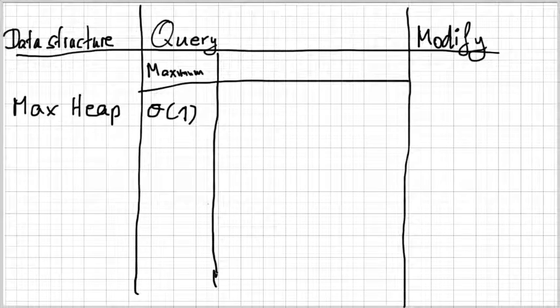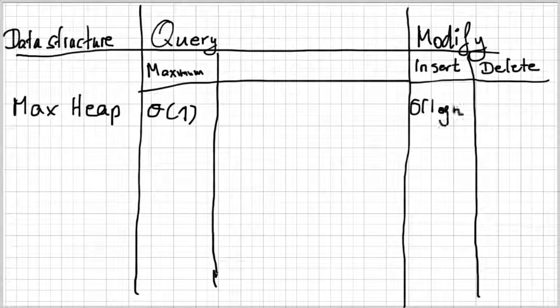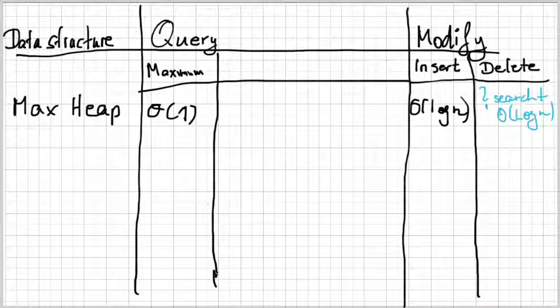Max heaps can also be modified, so we can insert into a max heap in order log n time. We actually didn't explicitly discuss deletions in max heaps, and the problem there is if I want to delete in a max heap, I first need to search for the element, and there's no efficient way of doing that. After that, we could in principle delete in the same way as we do extract max. So for max heap we saw extract max, which can be done in order log n time. So that's a max heap.